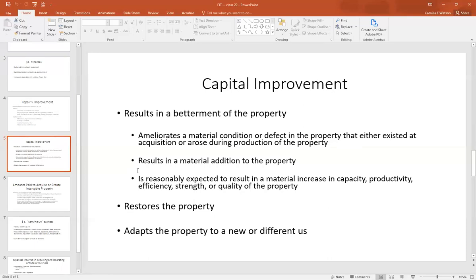Second, it results in a material addition to the property. And third, it is reasonably expected to result in a material increase in capacity, productivity, efficiency, strength, or quality of the property. The regs provide that the removal and replacement of the asbestos insulation in a building is not a material addition to the building and does not materially increase the capacity, productivity, efficiency, strength, or quality of the building. So that expense may be currently deductible.